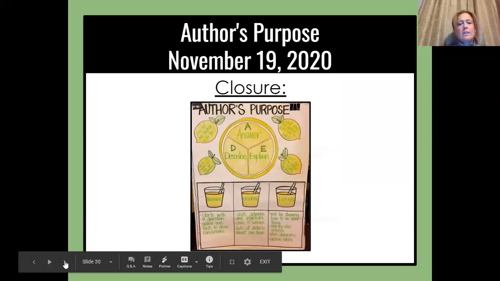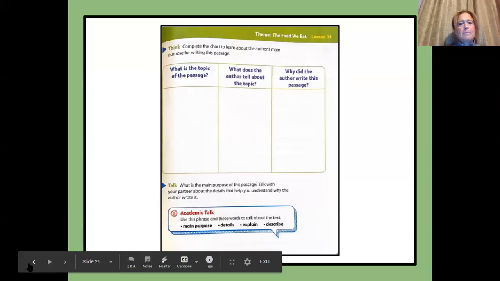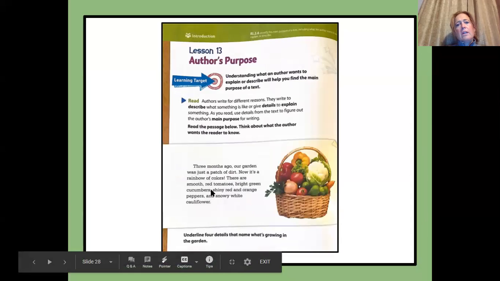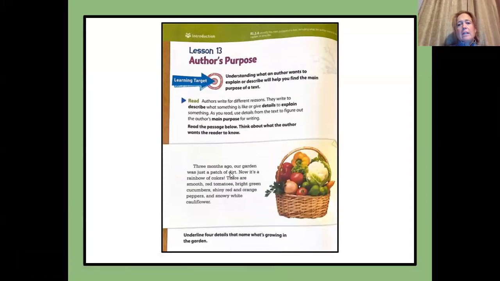Okay, so again, let's go back. What does the author tell us? Now it's a rainbow of colors. So the author is telling us that at one point, the garden was just a patch of dirt, but now it's a rainbow of colors. The author is also telling us what grew in the garden.